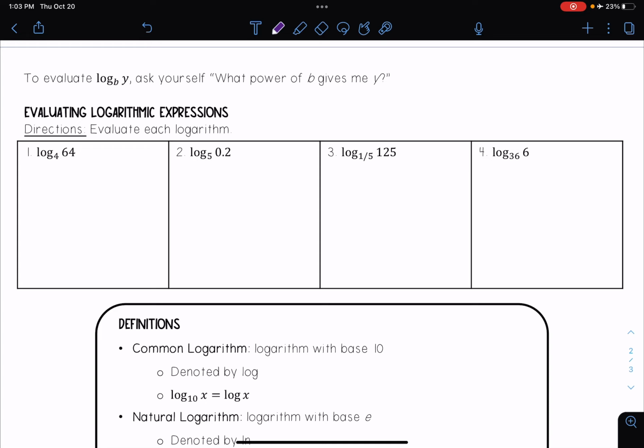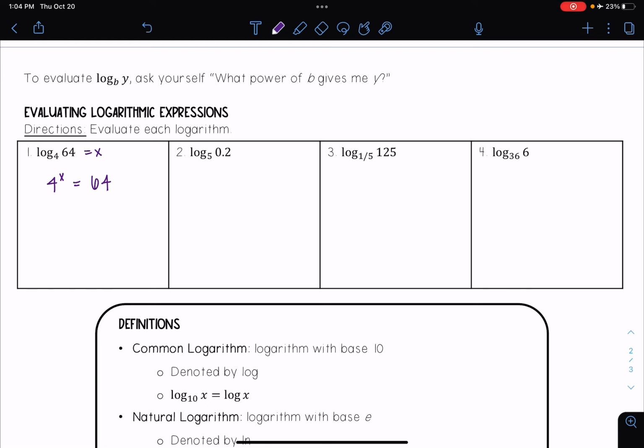Okay, so now let's look at evaluating some logarithmic expressions. Something to help us on these is we're going to ask ourselves, what power of b gives me y? So let's look at number 1. Here I have log base 4 of 64, and I want to set this equal to x. So what I'm looking at is what power of 4 gets me 64. I have to think through that. What power of 4 equals 64?